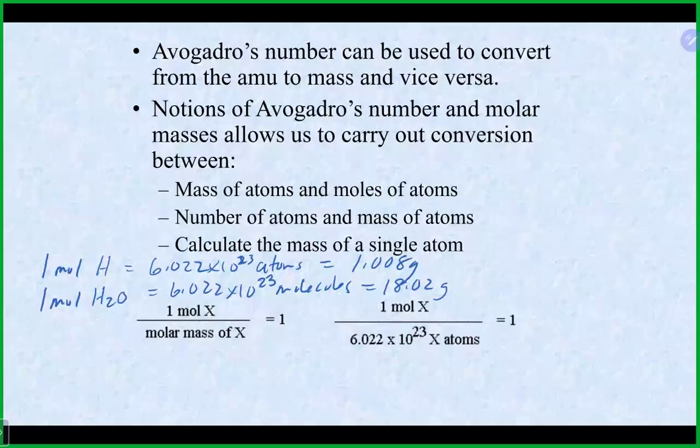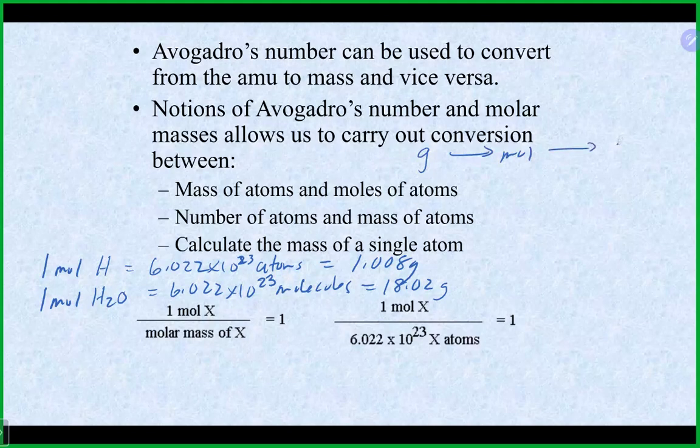So the relationship is that if you need to go from grams to moles and moles to atoms or molecules, Avogadro's number gets you there, and molar mass does the other part. If you need to go backwards from atoms to grams, again, Avogadro's number takes you to moles, and molar mass takes you the rest of the way.